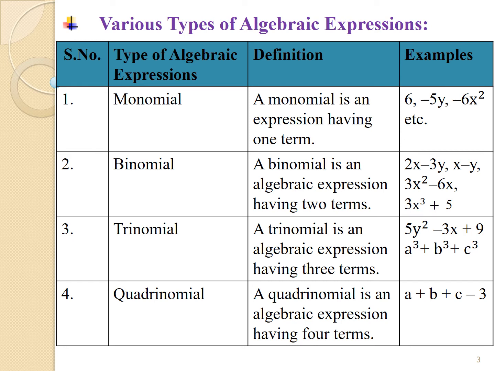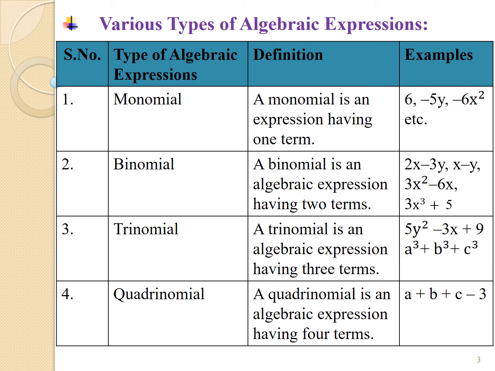Number 3, Trinomial. A trinomial is an algebraic expression having three terms. For example, 5y squared minus 3x plus 9, a cubed plus b cubed plus c cubed, 3x squared minus 6x plus 5, etc. Students, these are the expressions having three terms.